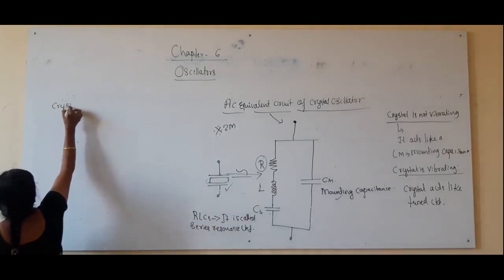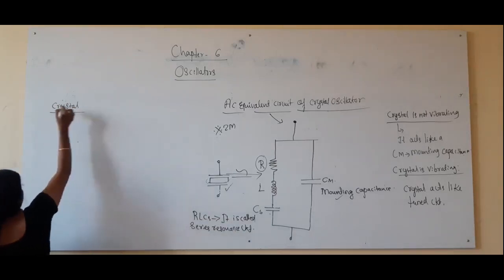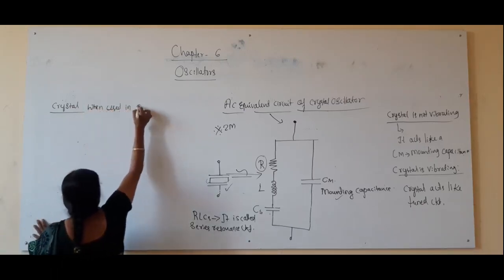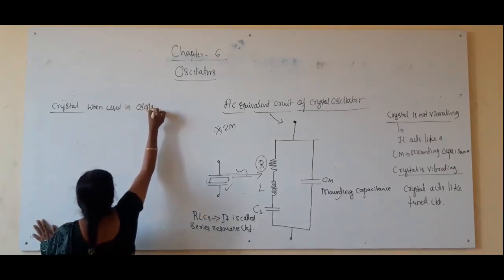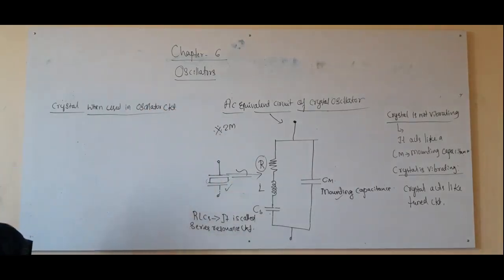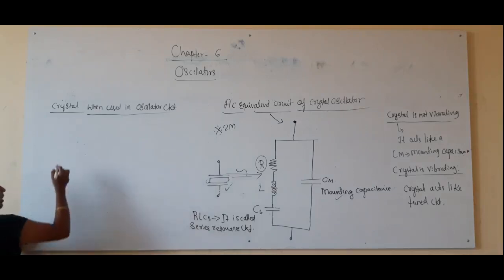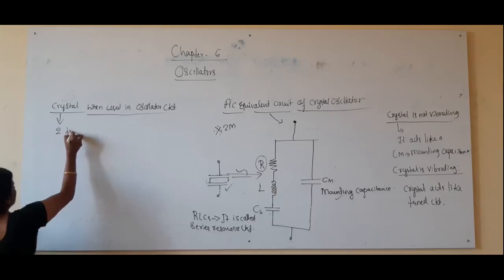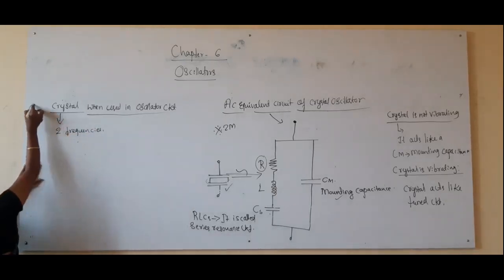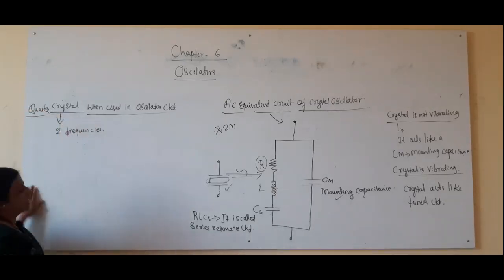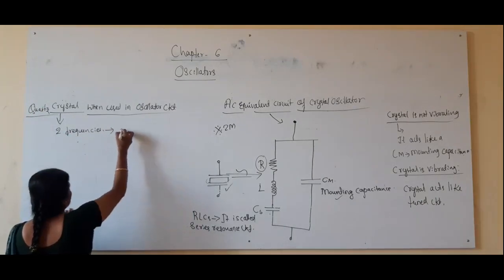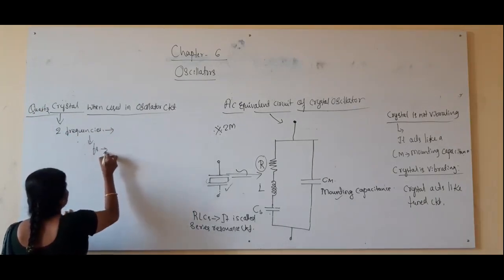Next about the crystals, the quartz crystal, when it is used in an oscillator circuit, the crystal has two frequencies. It always oscillates with two types of resonating frequencies with the quartz crystals. So two frequencies, one resonating frequency we call as a series resonating frequency.